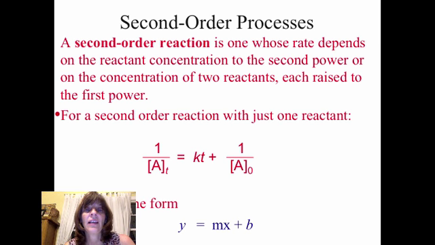This is one in which rate depends on the concentration to the second power. So as the concentration doubles, the rate quadruples. So it's squared, second power. Or if you have two different reactants, each one is a first order reaction raised to the first power. For a second order reaction with just one reactant, you get this relationship.